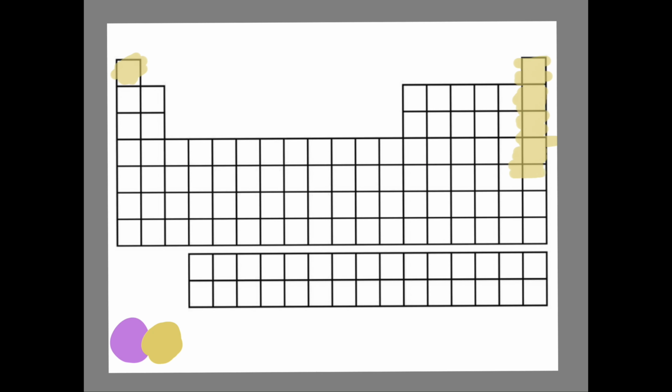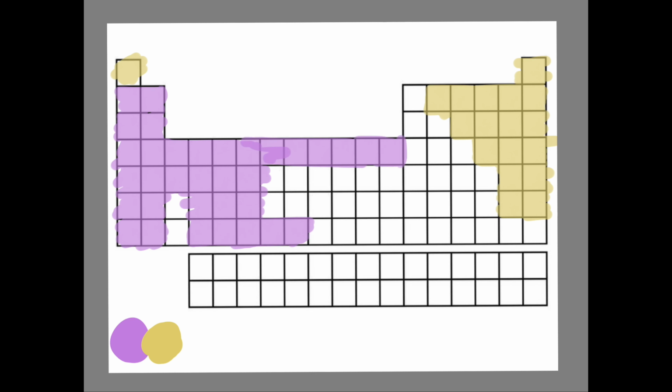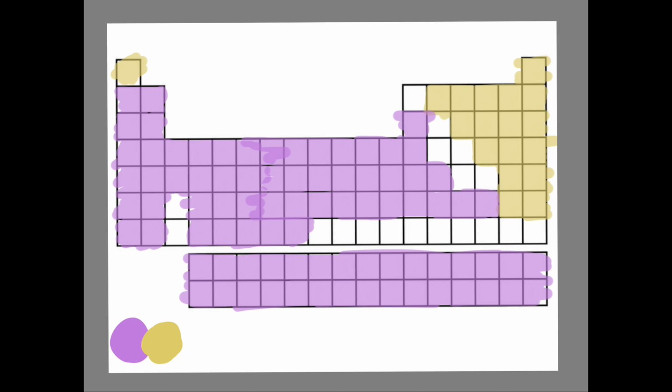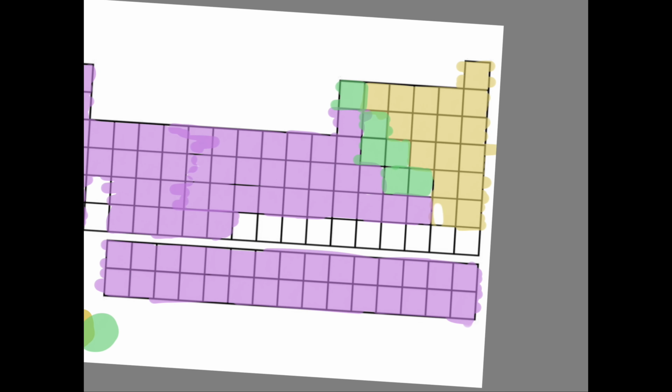In the next clip, you can see me coloring in the periodic table to help visualize the different types of elements that are present. Metals are colored in purple, and they tend to be on the left side of the periodic table. Non-metals are on the right. In between, we have metalloids, which share the properties of both.